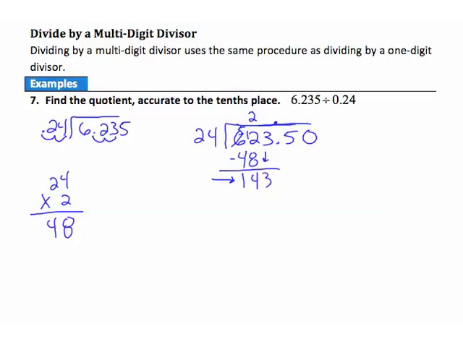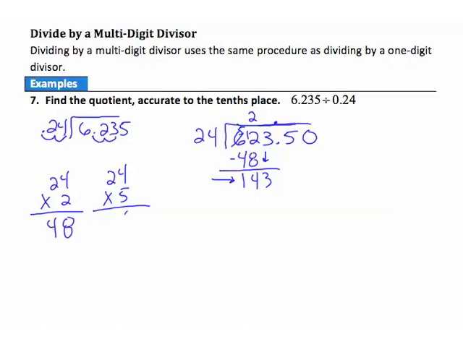Bring down the 3. Now we're going to go 24 into 143. Well, you notice when we did 2, we got about 50. So 4 would be about 100. 6 would be about 150. So 6 is probably a little too high. So let's try 5. 24 times 5.